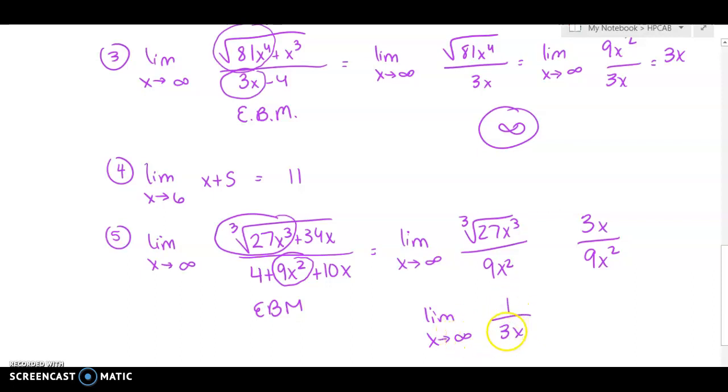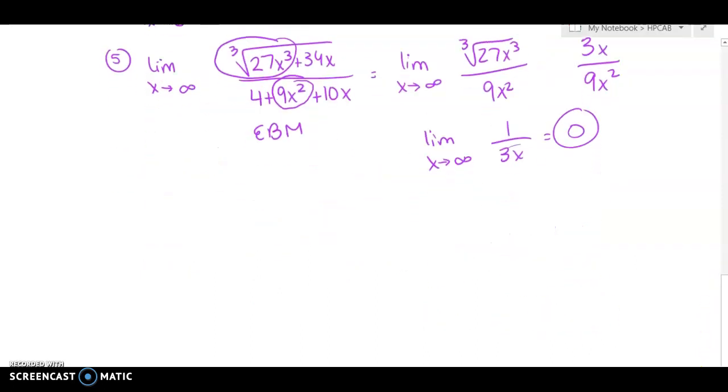Well, 1 over 3x, you could graph that if you wanted to, or the other way to think about it is you're plugging in infinity. So you're really getting 1 over a really large number. And remember, if you have 1 divided by 9 versus 1 divided by 100 versus 1 divided by 1,000, as that bottom number gets bigger, the overall number gets closer and closer to 0. All right, so the answer is going to end up being 0. The bottom gets very, very big very quickly, and it makes it go down to 0.